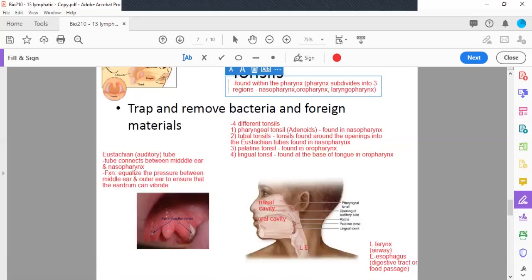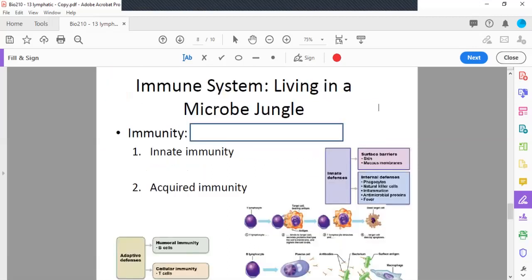Now, so we're done with the lymphatic structures. Let's move into what's called the immune system. Okay? So let's move on to the next page. The immune system. So if you recall what I said on the first day, the immune system is not on the list of the 11 organ systems.